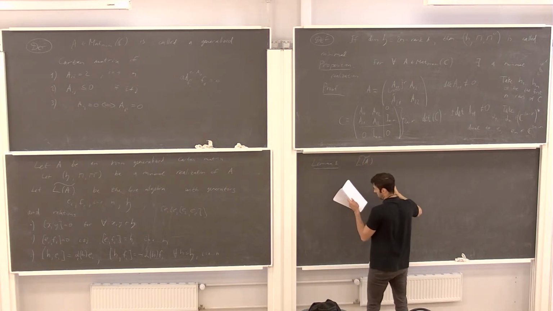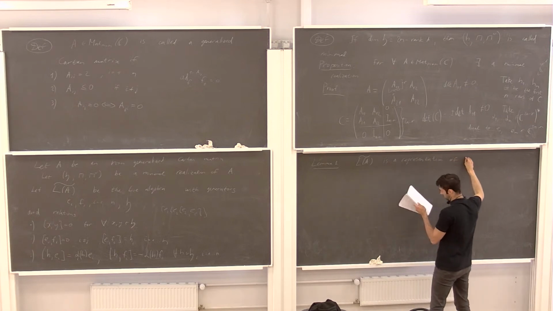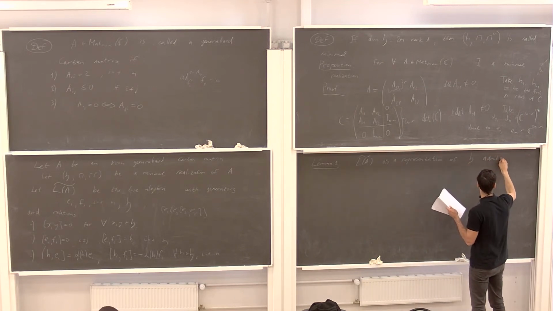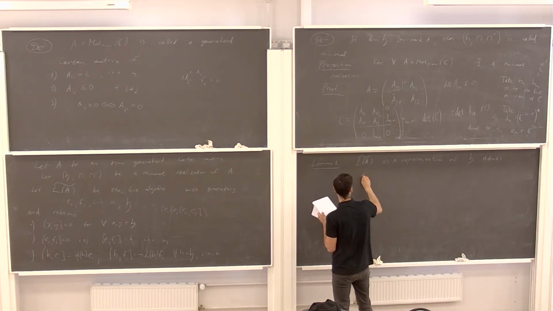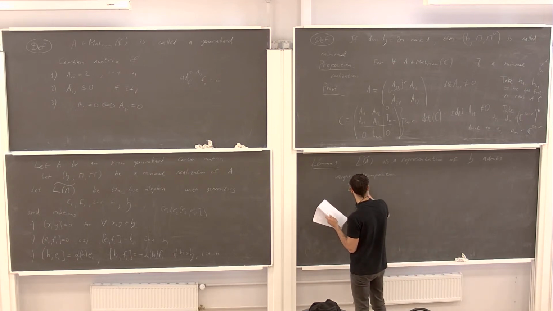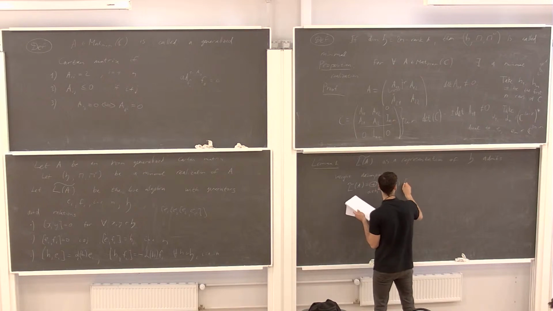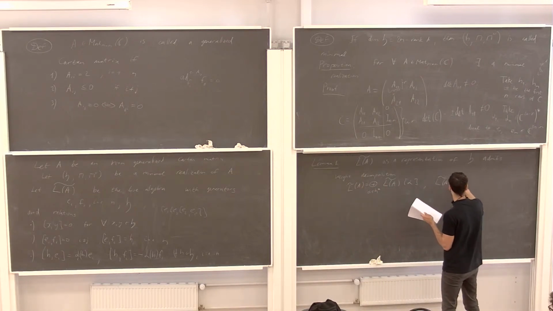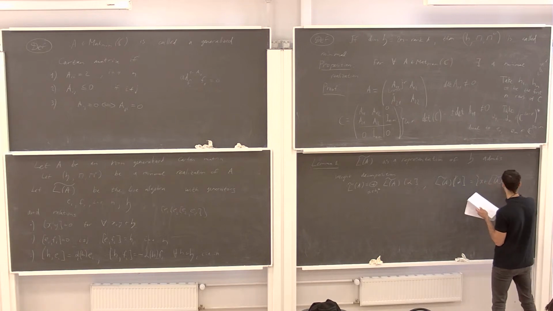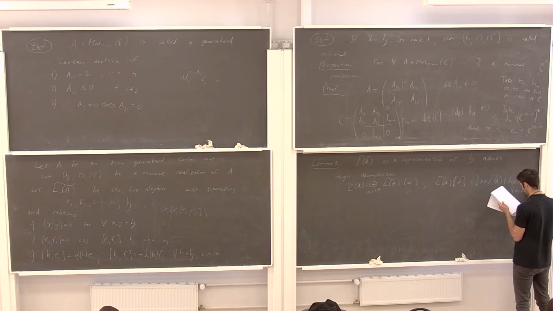L of A is a representation of H. The representation of H admits weight decomposition. In other words, I can write L tilde of A as a direct sum over alpha from H star of L tilde of A alpha, where L tilde of A alpha, well, it's clear what it is, right? It's the set of X from here such that Hx equals alpha of H times x for any H from H.